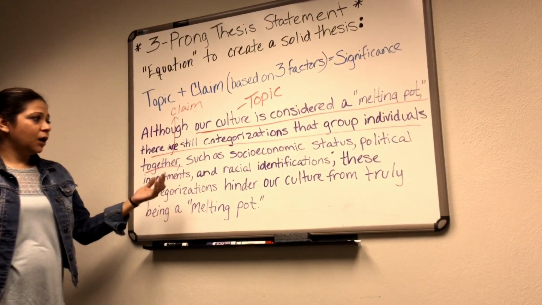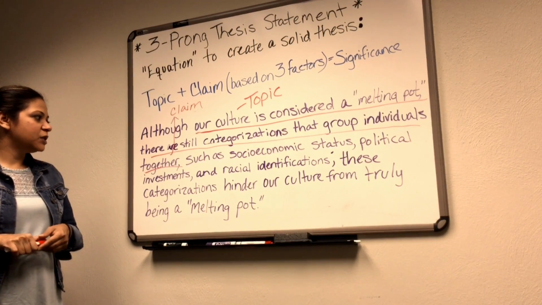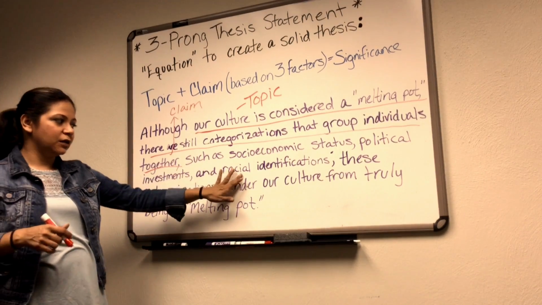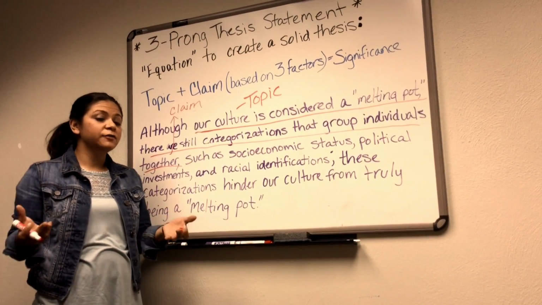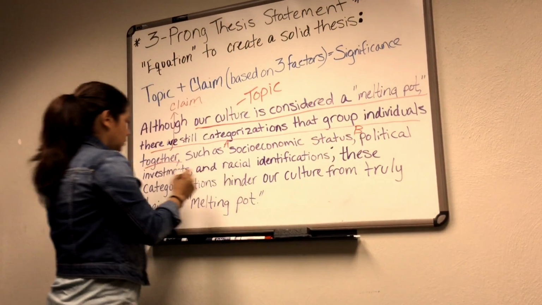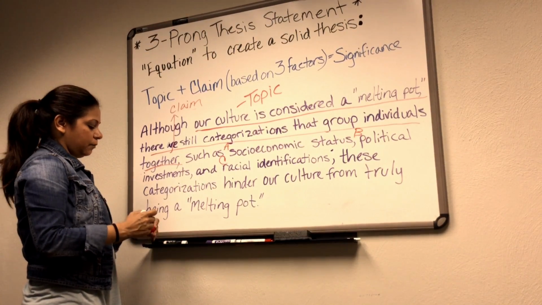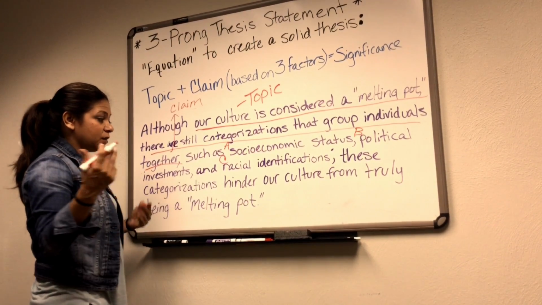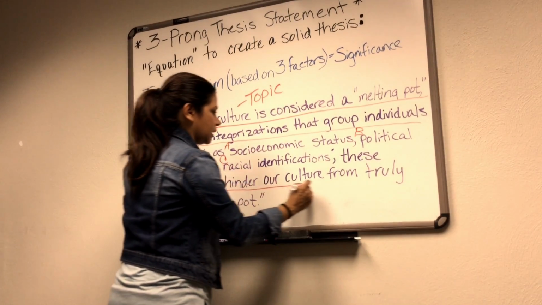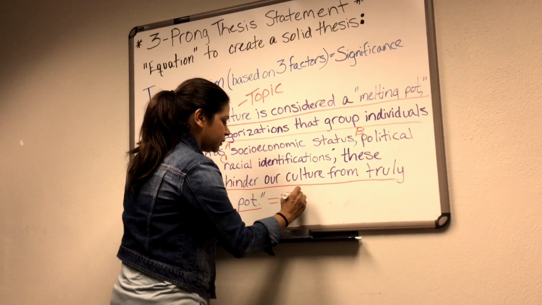The three factors, or categorizations is one thing that I like to call them too, is socioeconomic status, political investments, and racial identifications. One thing that I've told students before is to label them A, B, and C. Those are your three factors. And then the significance in this statement is that these categorizations hinder our culture from truly being a melting pot. So this is the significance.